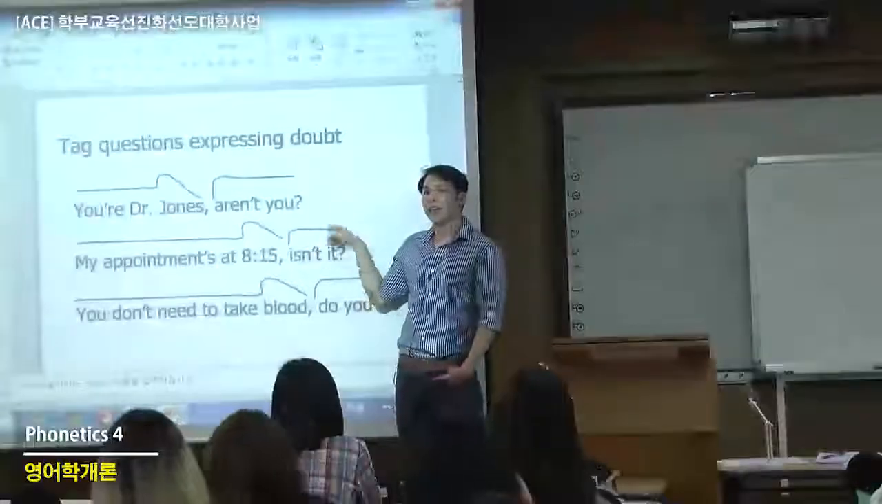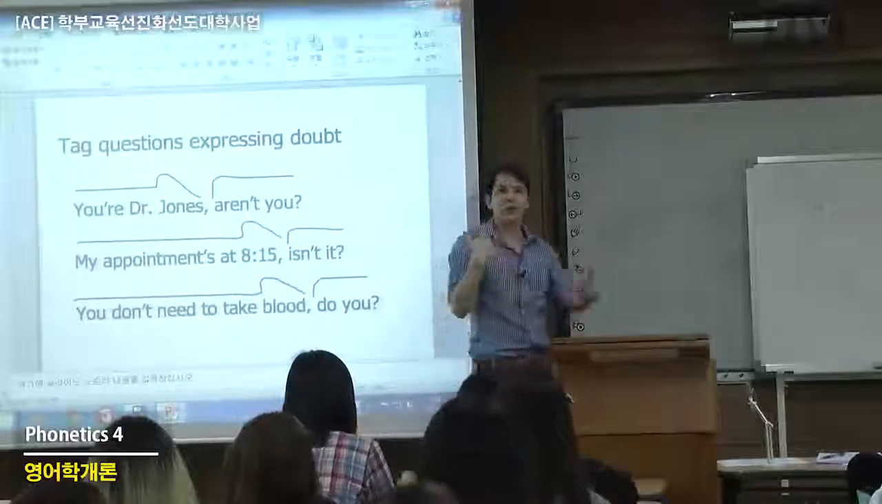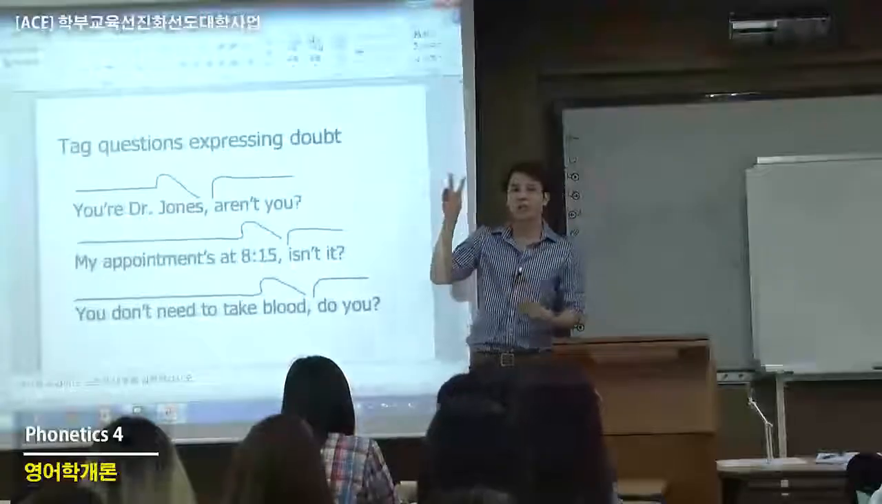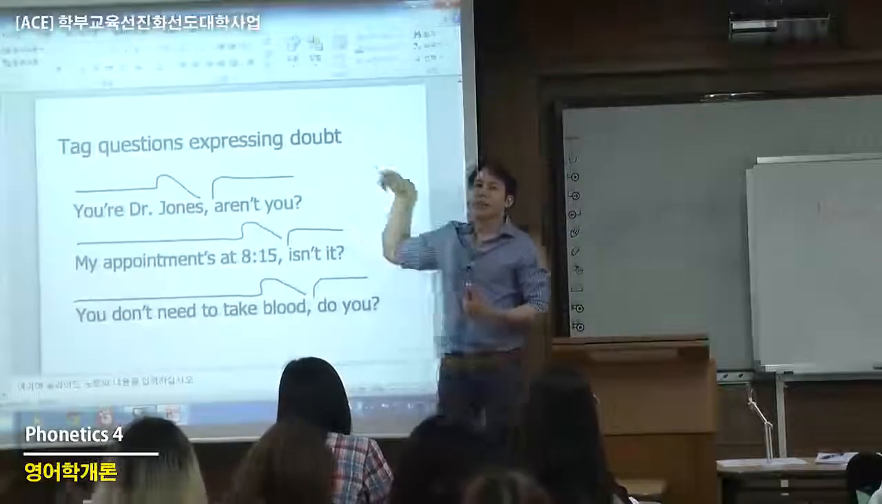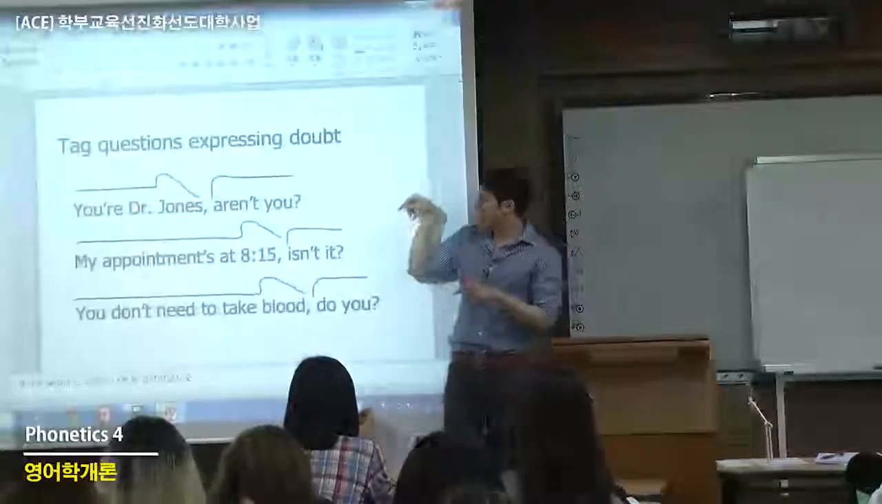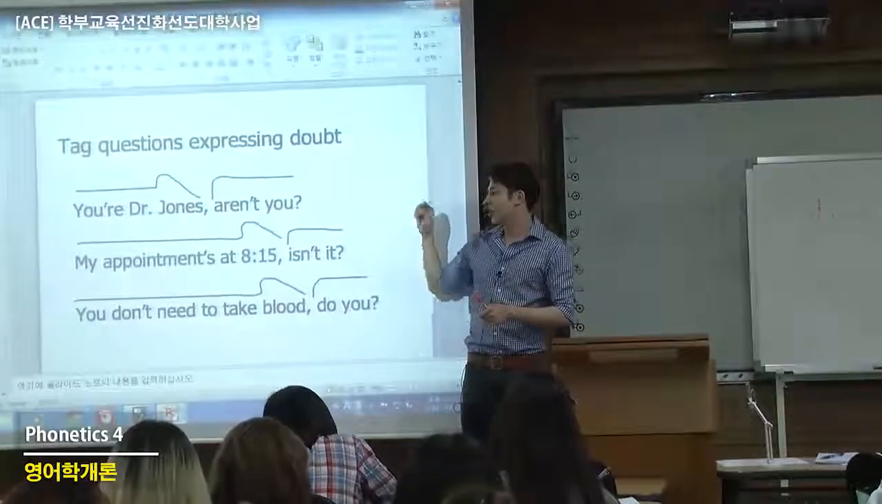Isn't it? Isn't it? You're not sure. But isn't it? It means you're sure. So you can end the tag question with two intonation patterns. If you have the rising tone, it means you're not sure. If you have the falling tone, it means that you are sure.